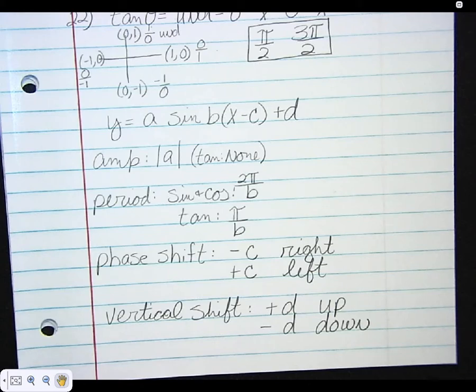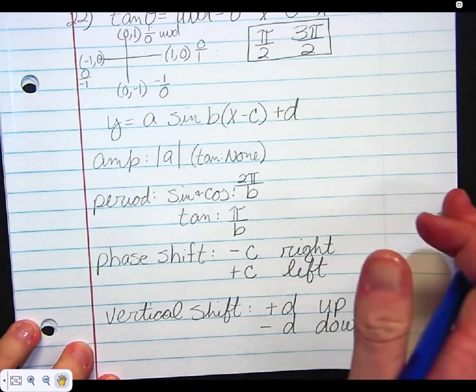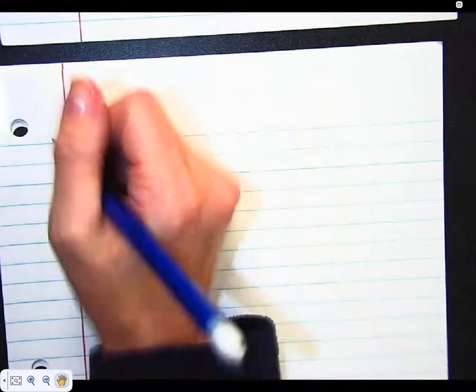So the questions we're going to focus on in this part of the video are just going to be asking you some basic questions about amplitude, period, phase shift, and vertical shift. We'll come back in the next video and talk about some shortcuts for graphing using all of that information. But for right now, let's just identify all of the pieces.